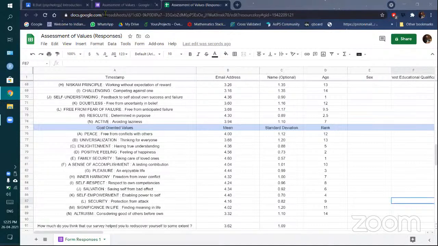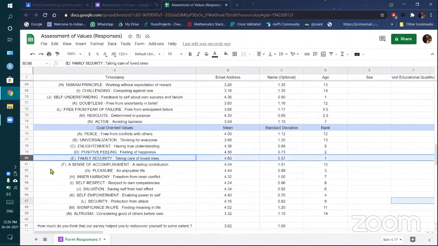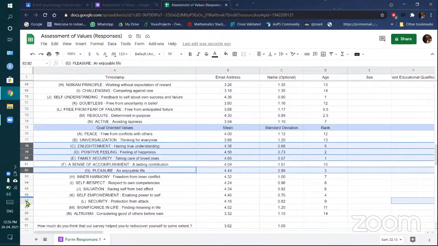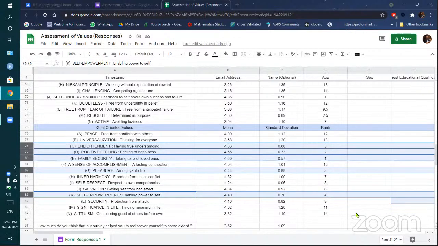Sir? Yes, I can see. So it is done. So what is the most important, the first rank? So it is family security. The first five. Yes, sir. These are the first 5. Number 1 is family security. Number 2 is positive feeling. Number 3 is pleasure. Number 4 is self-empowerment. And number 5 is enlightenment.